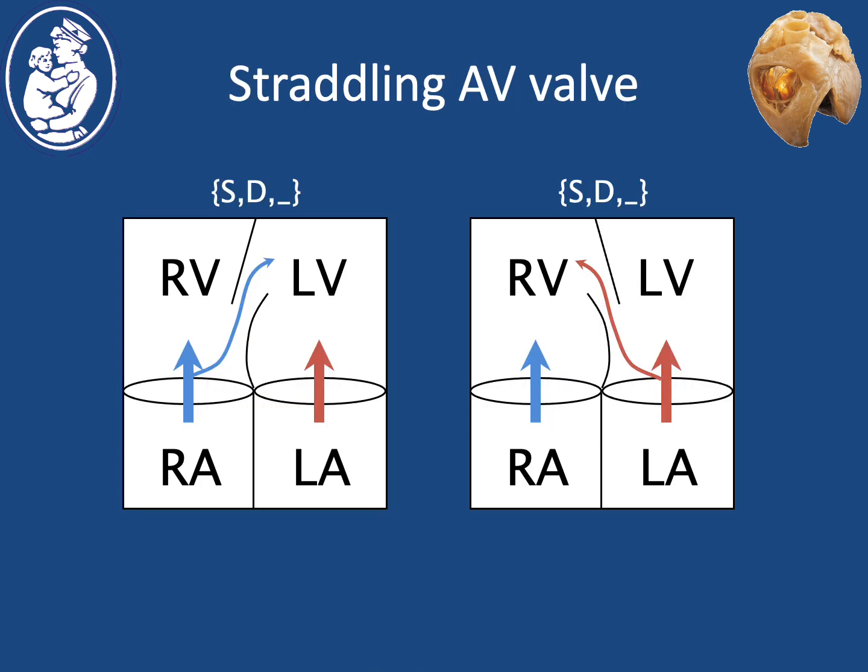Straddling AV valve occurs when one AV valve is aligned with two ventricles and the other with only one. For example, in the example on the left, we see the right atrium aligned principally with the right ventricle, but with a straddling portion aligned with the left ventricle, so that the right atrium drains into both right ventricle and left ventricle, whereas the left atrium drains only into the left ventricle. This can also occur with the mitral valve, or left AV valve, in the case on the right.